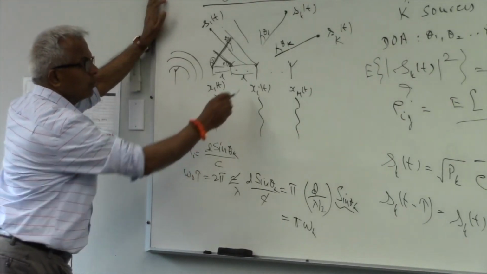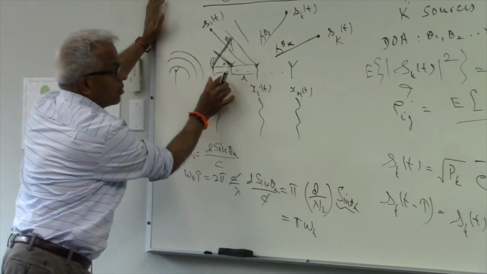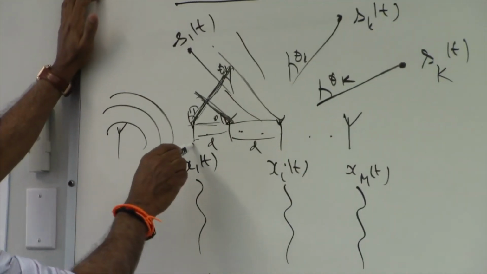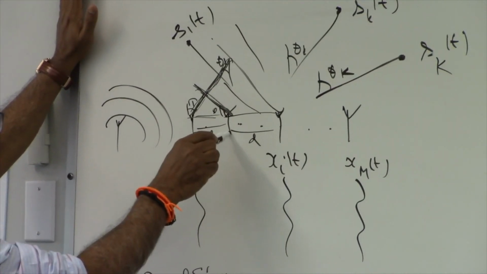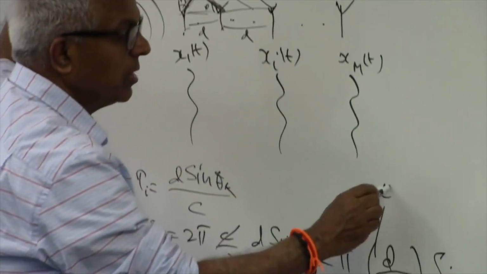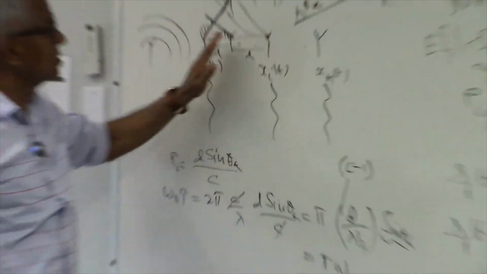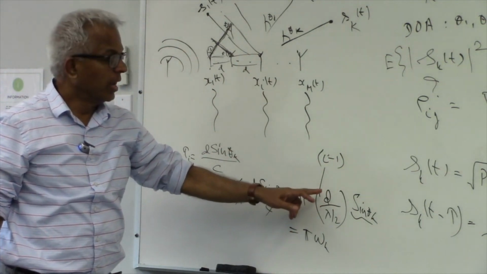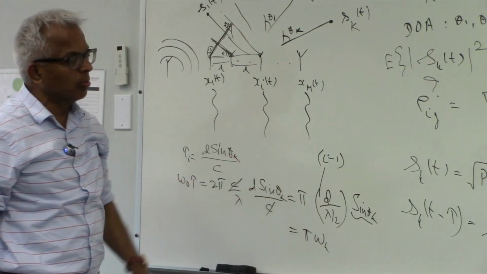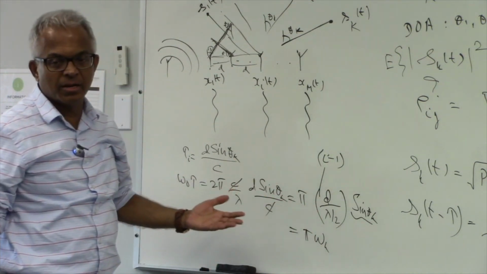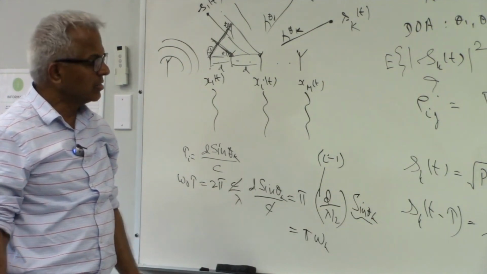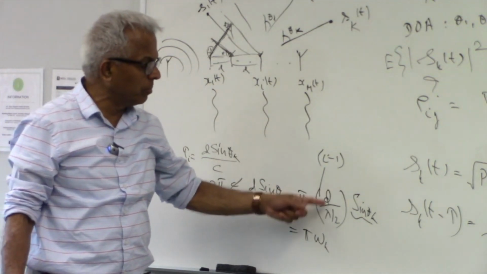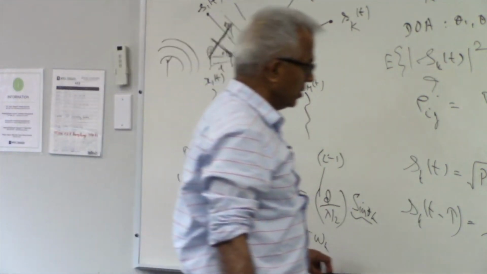So in general, for tau i for the ith sensor, there will be d, d, etc. The first sensor is at location 0, the second sensor is at d. That means there will be an i minus 1 term here. The ith sensor will be at a distance i minus 1 multiplied by d. I'm going to normalize d over lambda by 2, and call it small delta or something. If the sensors are placed lambda by 2 apart, then this is 1.